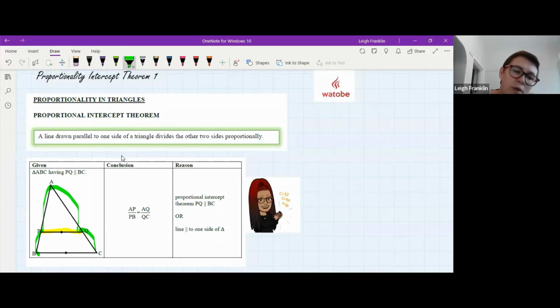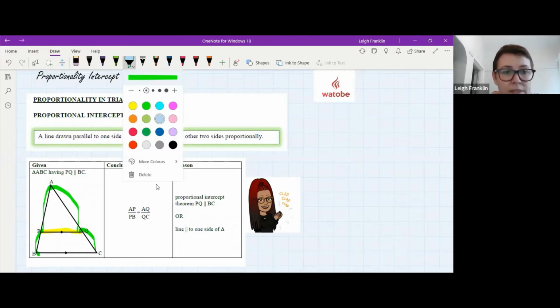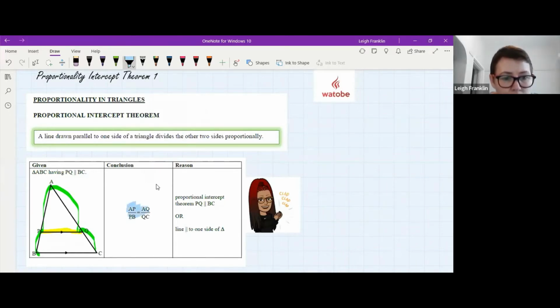And remember when we make a statement, this is a proportion over here. When we make a proportion statement, I'm just going to highlight it in blue. We then have to use a reason. In geometry, we always have to use a reason to substantiate the statement that we've made. So it was okay for us to say prop int theorem, and then remember we have to name the parallel lines.